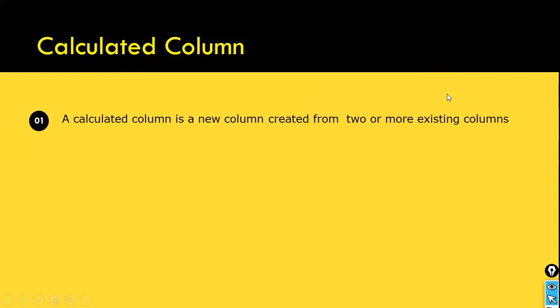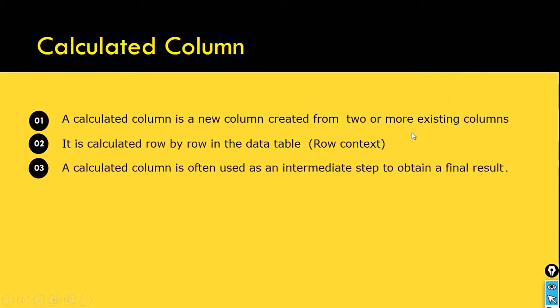It is calculated row by row in a data table, so it is also called a row context. This is the one we will be using more frequently in the later part of this session. The calculated column is often used as an intermediate step to obtain a final result.